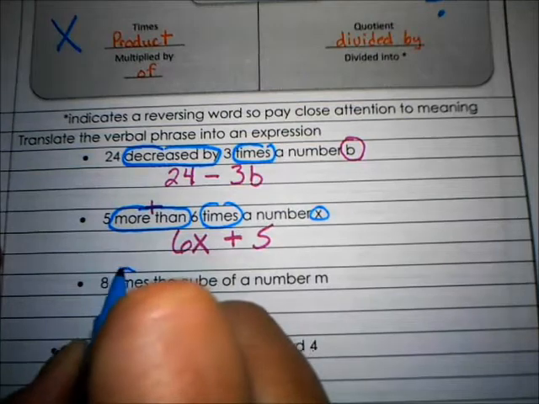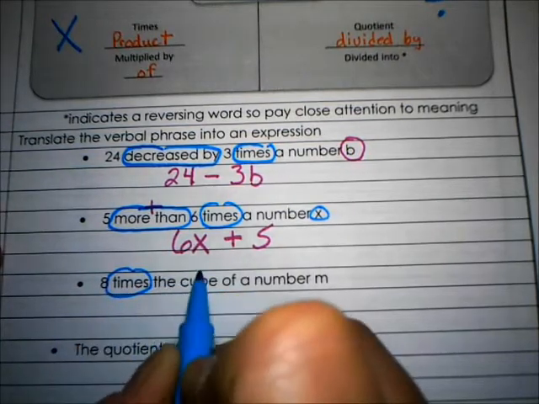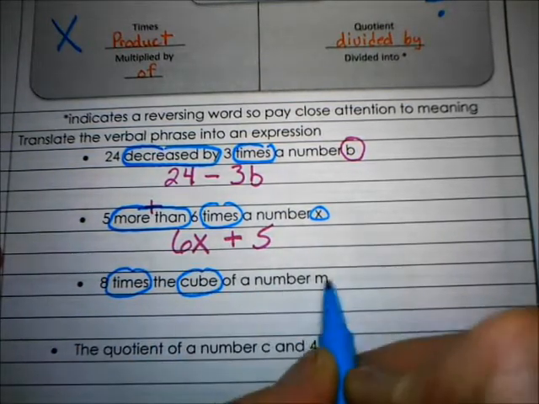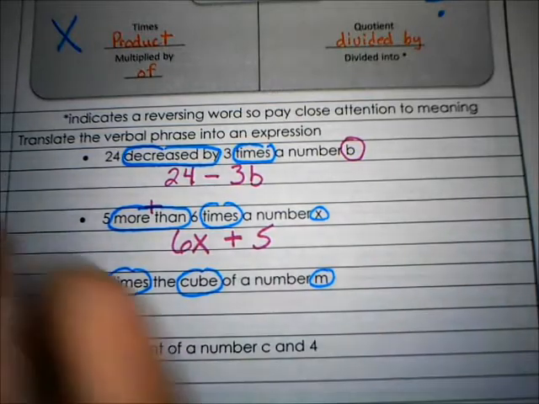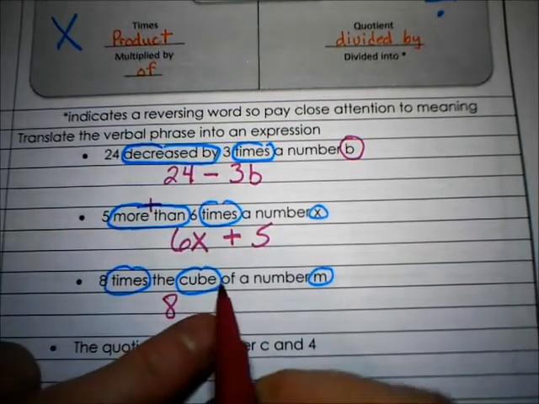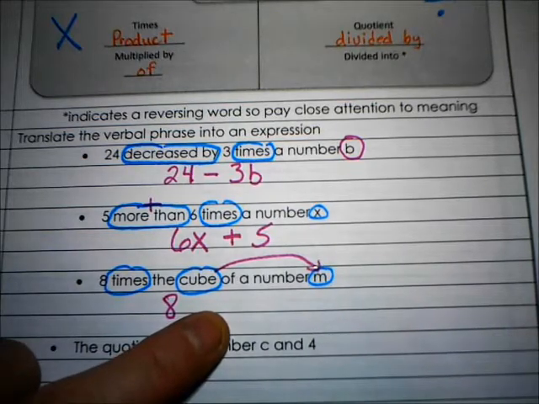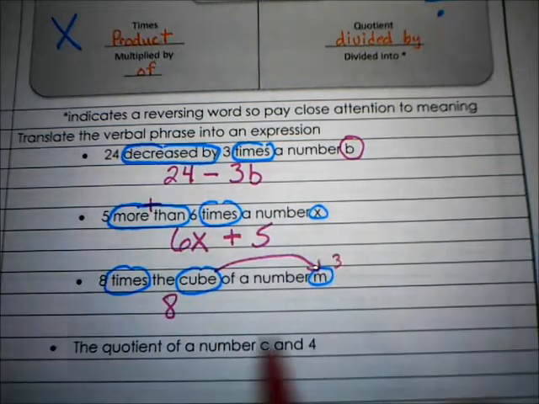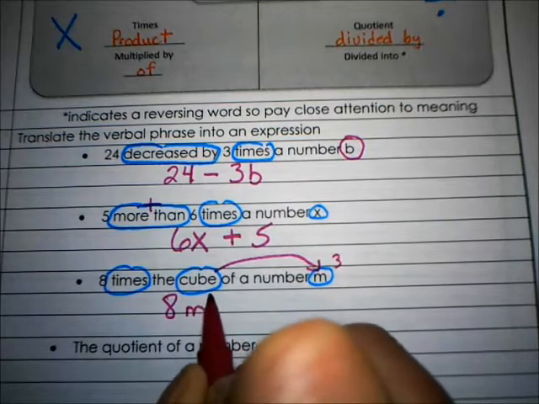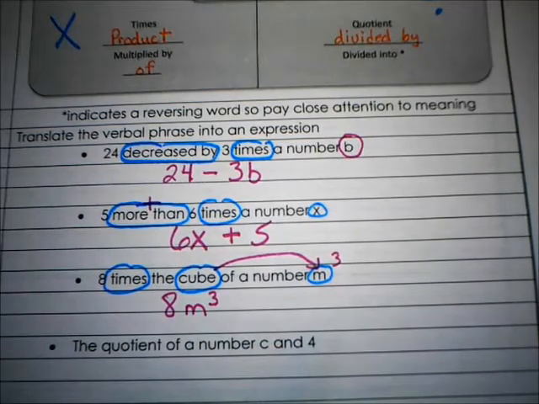Okay? On the third example here we have 8 times the cube of a number m. Okay, so times means I'm multiplying, so I'm going to have 8. The cube goes on to the m. Remember, cube is the little 3 exponent, so that means I'm going to have an m to the third on this problem.